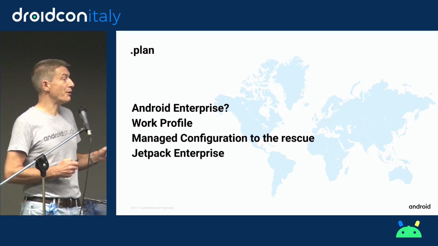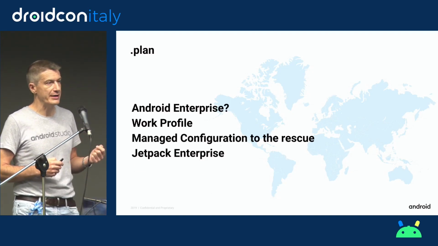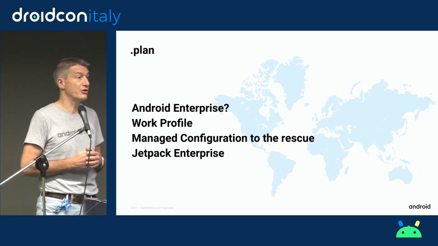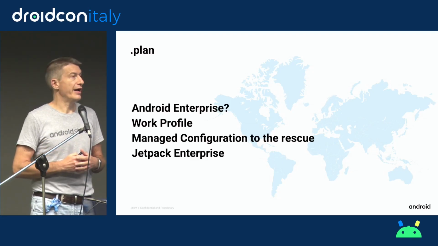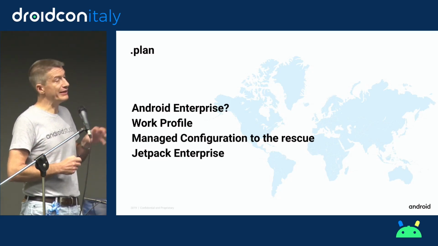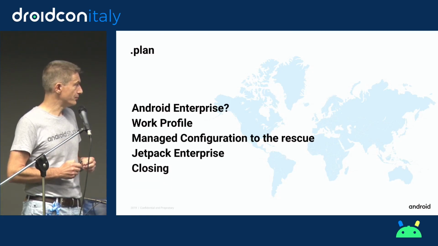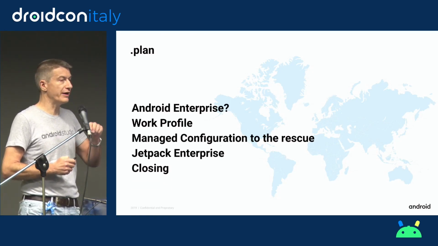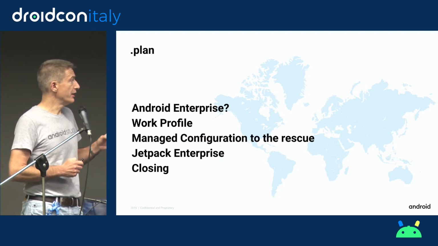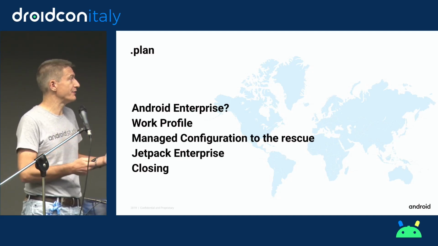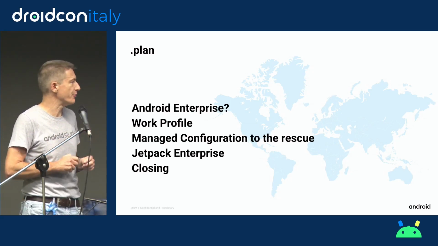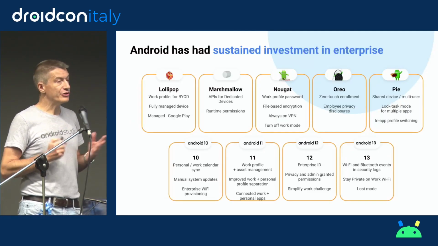And to this point, I'm going to talk about Jetpack Enterprise. Jetpack, you know, is this set of libraries that started 5-6 years ago with the architecture components and grew over time to, I don't know, 60, 80 libraries. And Jetpack Enterprise is one of these libraries. And at the end, I'm going to cover a few other pieces of information about Android Enterprise, the managed Google Play, and so on, probably without enough time to go into too much detail, but to give you some additional pointers. So, Android Enterprise.